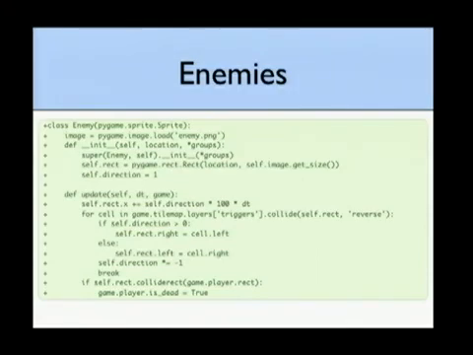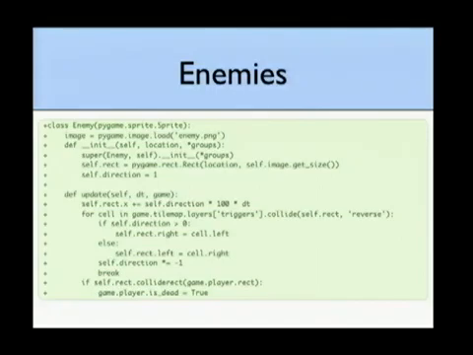We also need to know which direction the enemy is moving. They move at a fixed speed, so we don't care about the dy or dx actual value. We just need to know which direction they're moving. 1 means right, -1 means left.